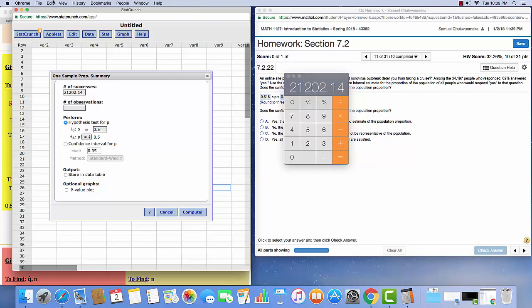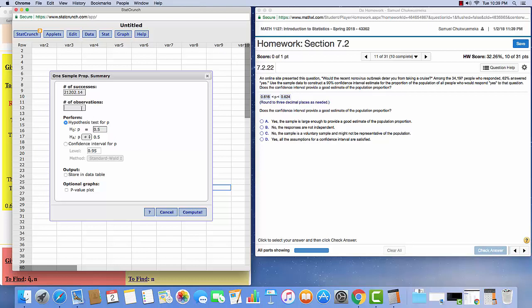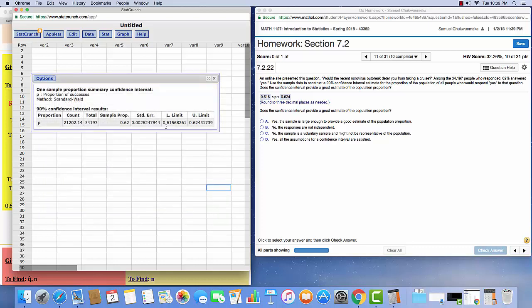Let me now minimize this. Number of observations would be 34197. And you select confidence interval, and this is 90%, which is 0.9. Okay, 0.9, and you press compute. So this is what it gives you: 0.616 as the lower bound, and then 0.624 as the upper bound.